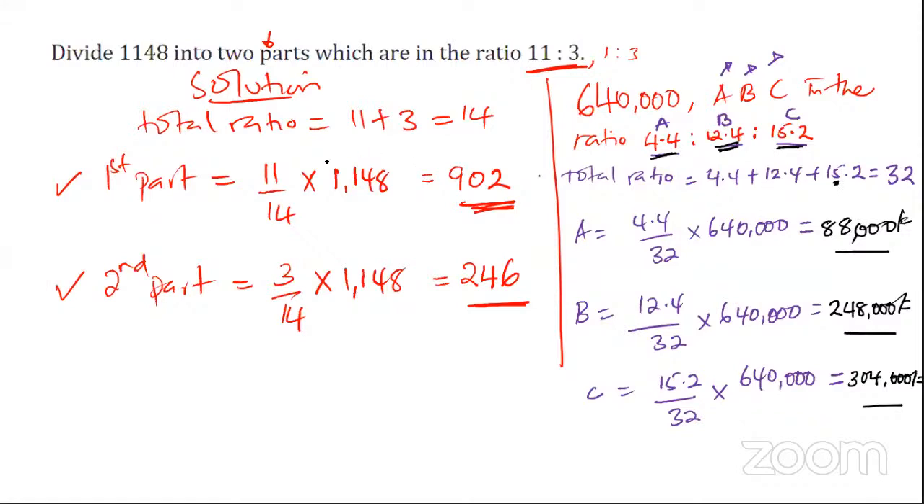Okay, any other? Yes, teacher, when you added the 4.4, 12.4, 15.2, we get 32, but for the first answer, we get 884, 988. Yeah, this is 84. This is 84. Okay. Noted.